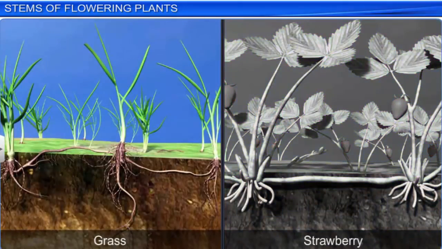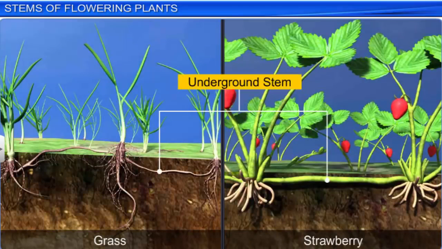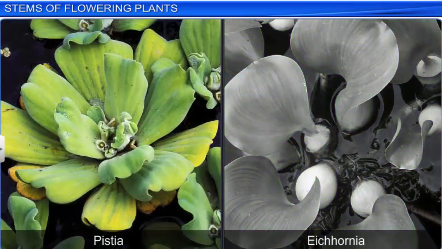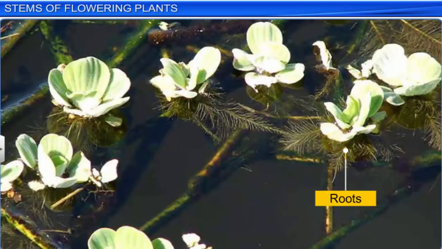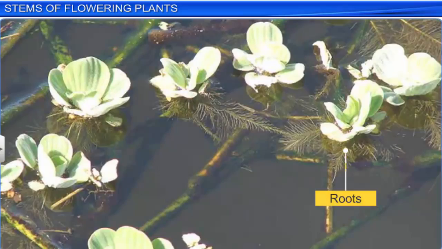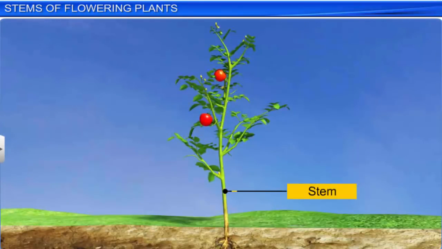In some plants like grass and strawberry, some stems get modified and grow underground. These underground stems spread to new niches and form new plants as the old ones die. Certain aquatic plants like Pistia and Eichhornia also have modified stems with short internodes. The nodes of these plants have clusters of leaves and small bunches of hair-like roots, which help the plant to stay afloat. The stem, therefore, is one of the main structural axes of a plant, apart from the root.